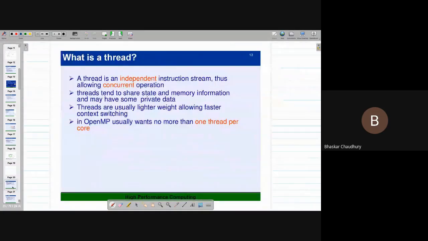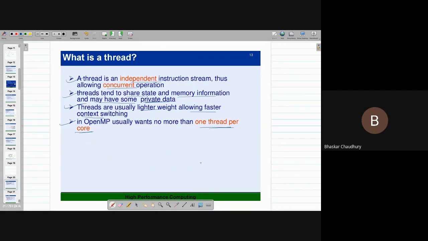I think I have already discussed this, but once again I will just quickly summarize. A thread is an independent instruction stream, thus allowing concurrent operation. Threads tend to share state and memory information and may have some private data. This is important: threads are usually lighter weight, allowing faster context switching. In OpenMP, usually one wants no more than one thread per core. So if you want to get linear performance, you have to use just one thread per core.